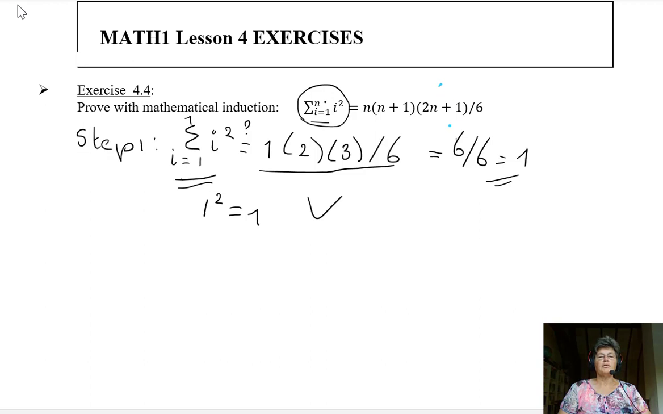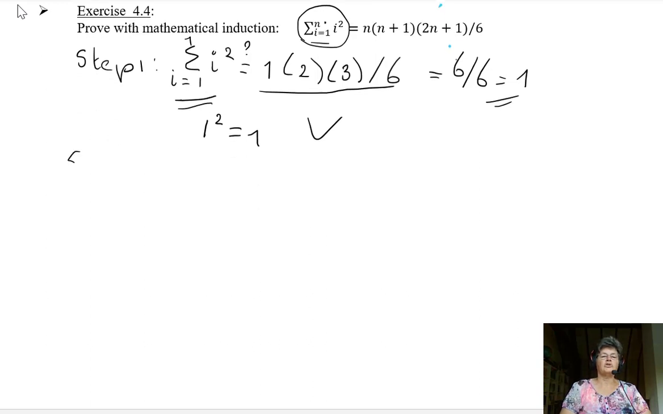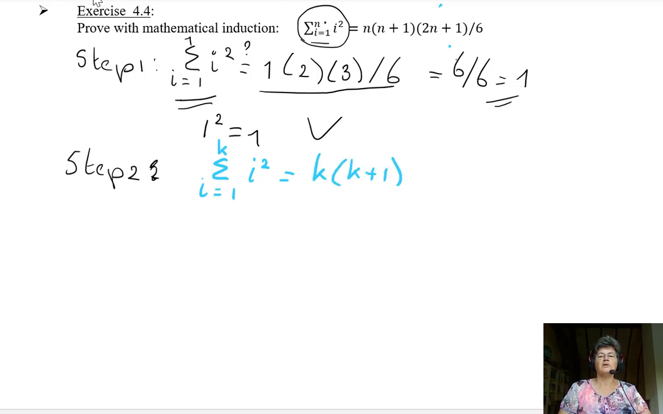Okay, second step, and that's the assumption. So step 2, assume, and let's make it a different color. Assume that for some element in the middle, let's give it the name k, the sum of i square equals k times (k plus 1) times (2k plus 1) divided by 6. So the blue thing is an assumption. You may use that one later on in your proof.